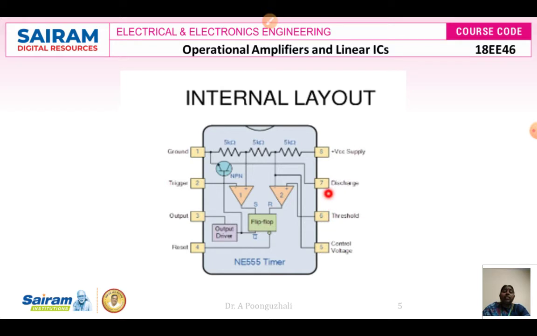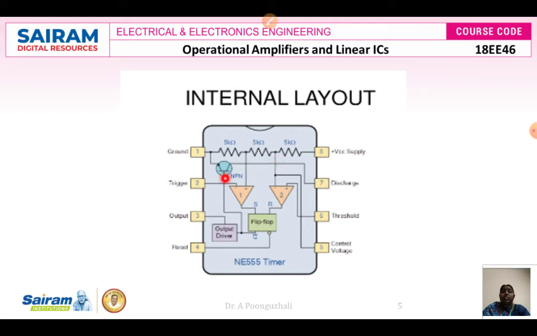Next is the discharge transistor. When I want to reset my 555 timer, the voltage that is stored should be discharged, so that discharge path is taken through the discharge transistor. And next is your plus VCC supply, which can be from +5 volts to +18 volts. This is the internal diagram of your 555 timer, which consists of 3 resistors. Each is of 5 kilo ohms.